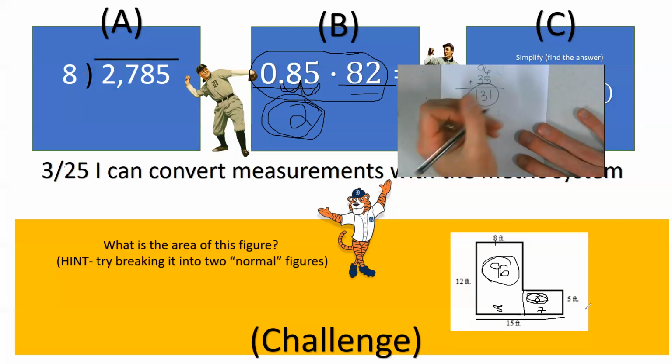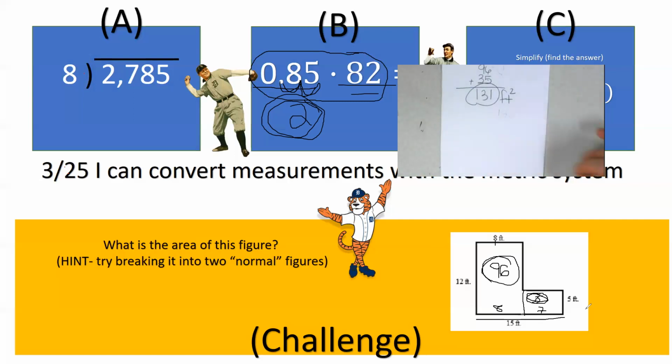But it's feet, and it's 2-dimensional because we're looking for area. 131 square feet.